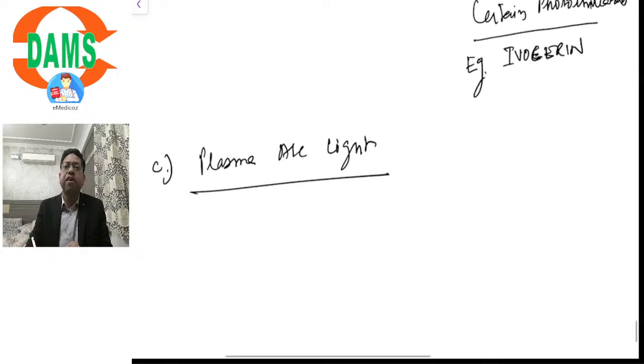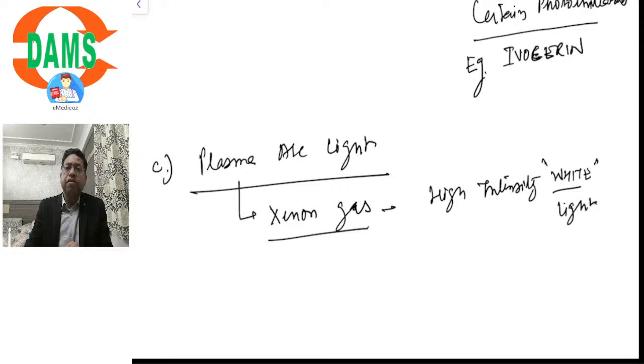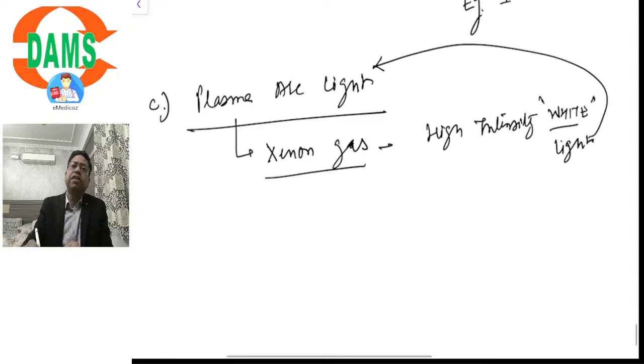If we look at the third type of curing lights, they are plasma arc lights. As the name indicates, plasma arc light is emitted through xenon gas. When current is passed through a filament placed in a xenon gas chamber, it emits high intensity white light. Not the blue, but the white light. Okay, this is known as plasma arc light. Because it is a high intensity white light, we require to filter out all the other colors except blue, so it requires certain filters to get the useful blue light.